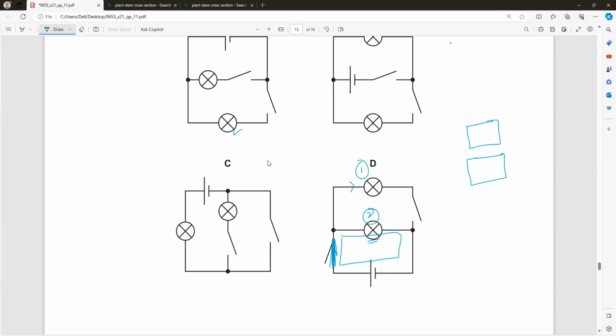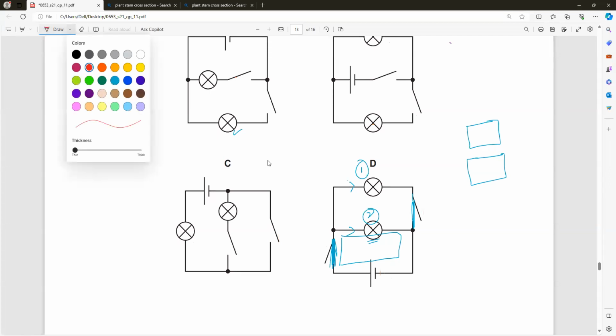Now, if I close this switch also, only then can bulb 1 glow. Why? Because only then it will be a closed circuit. Is it right or wrong? Yes, sir. Then current is passing to here and here, both. It is not a single switch. Are you clear? So what does it mean? If both the switches are closed, they are in series connection. Clear? Yes, sir.